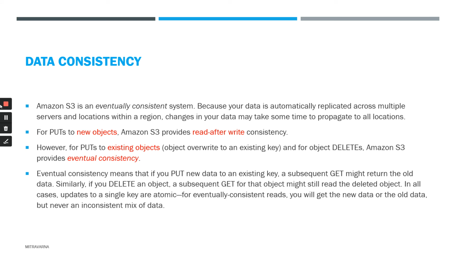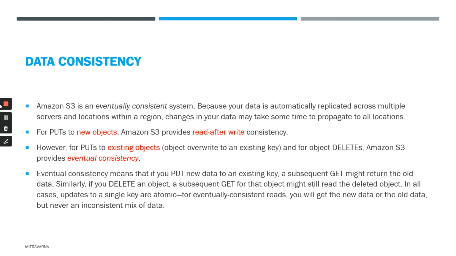So Amazon S3 is an eventually consistent system because your data automatically replicates across multiple servers and locations within a region. Sorry for the wrong information I provided on the previous slides. I said we need to manually copy the data to the other region, but actually it will be automated. We can configure it so that whatever data is available here will automatically get replicated to the other region. Within a region, changes in your data may take some time to propagate to all locations.